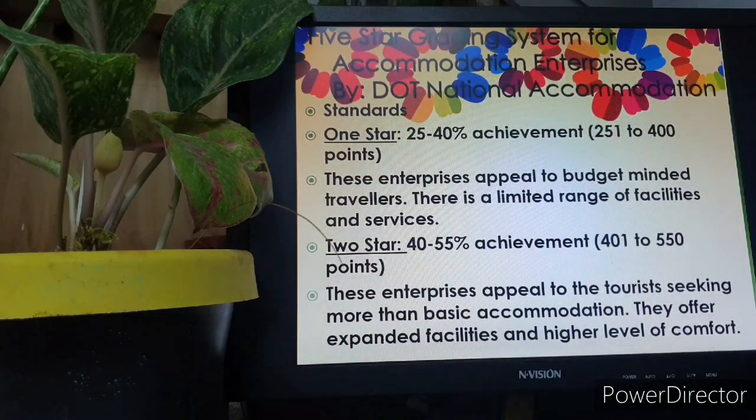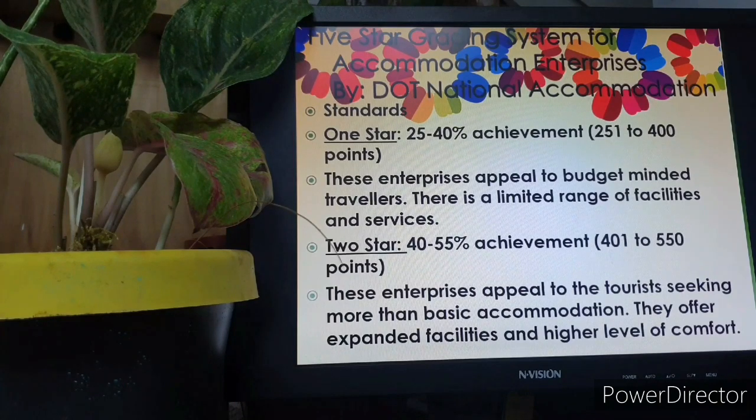How about from the Department of Tourism? When it comes to their national accommodation, they have a 5-star grading system also for accommodation enterprises. Let's start with the 1-star, 25 to 40% achievement. So you expect that they need to meet 251 to 400 points. These enterprises appeal to budget-minded travelers. There is a limited range of facilities and services.